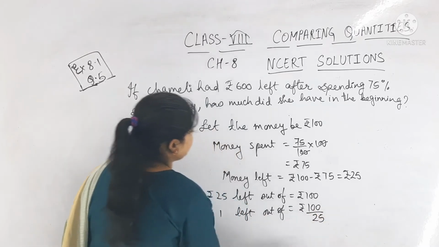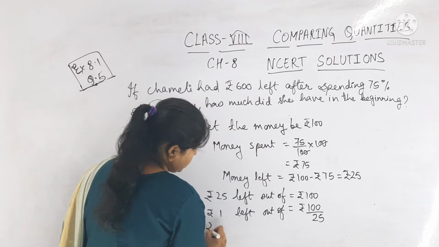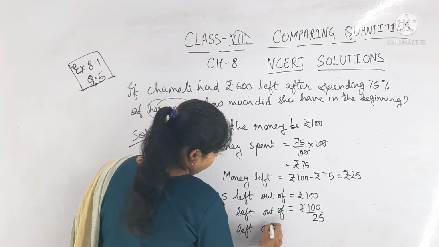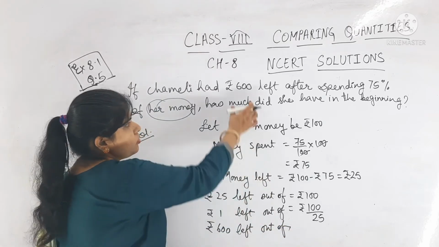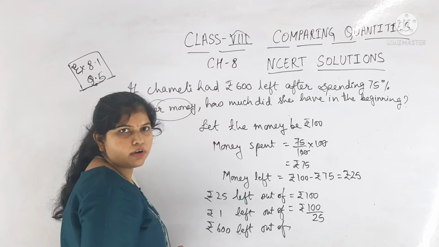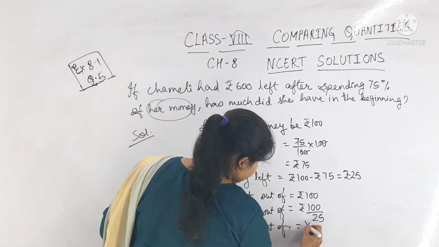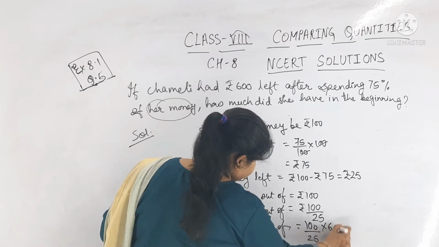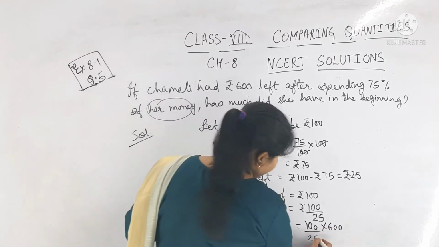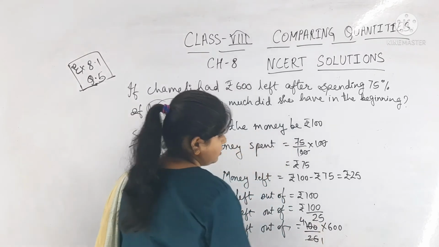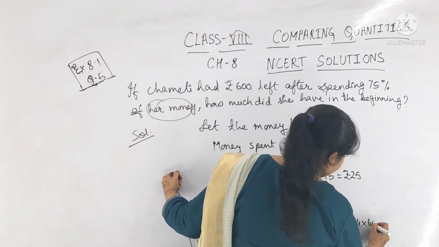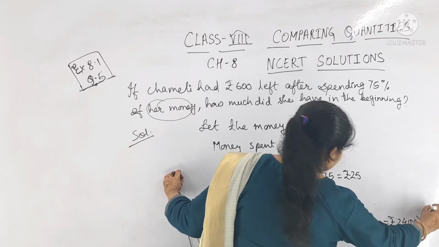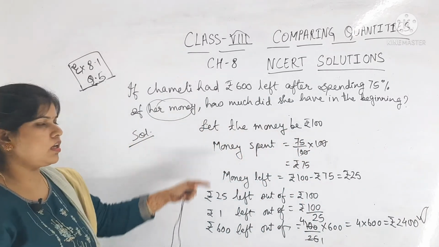Now we have to calculate for rupees 600. Rupees 600 left out of the total money she had from the beginning. So this will be 100 divided by 25 into 600. So 25 fours are 100. So it equals 4 into 600, that is rupees 2400. So that is your answer, rupees 2400 in the beginning.